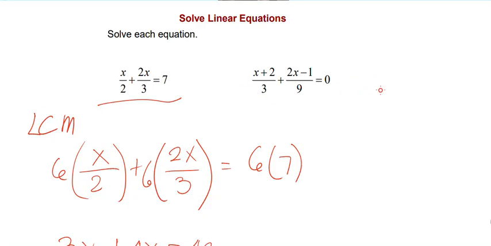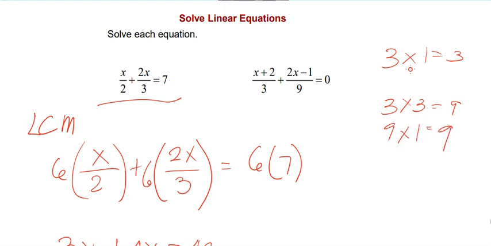So the least multiple of the 3 we have is 3 times 1 equals 3. Next, we have 3 times 3 equals 9, and the other one would be 9 times 1 equals 9. Since we have 3 and 3, the multiple that we have here equals 9.